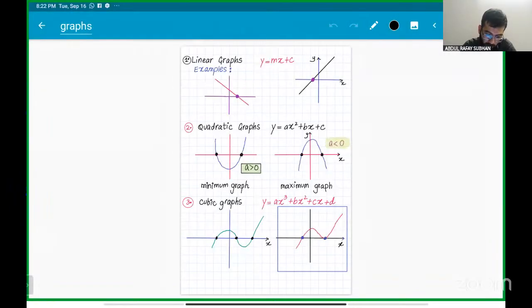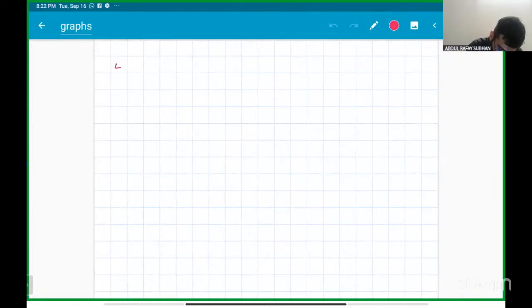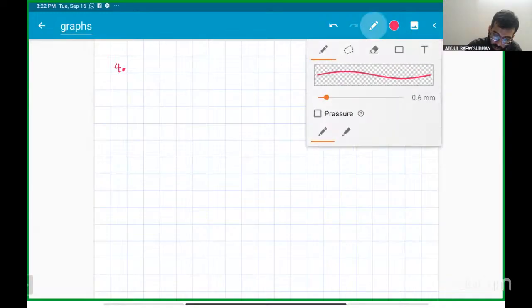So what we have is basically after the cubic graph, the fourth one is basically the reciprocal graphs. Okay, the fourth one, the reciprocal graphs.